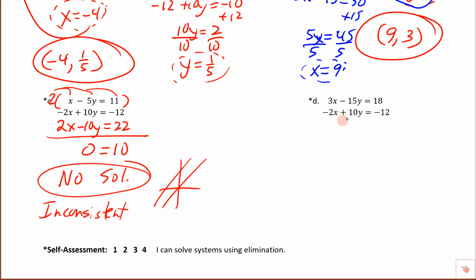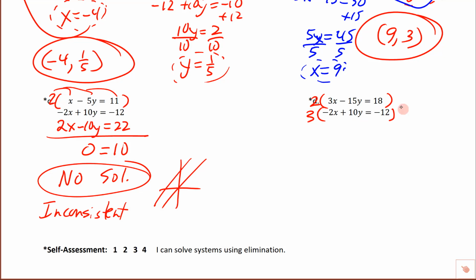So let's take a look at this next one here. Again, this one has an asterisk by it. Let's keep the numbers fairly small. We could make the y's into like 30 or something, but let's keep this small. Let's make these into 6s. We've got a 3 and a 2. We could make those both into 6. So I'm going to multiply this one by 2, and I'm going to multiply this one by 3.